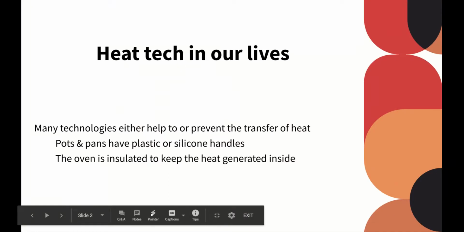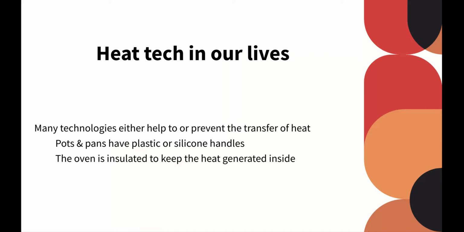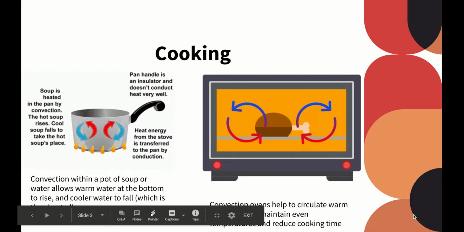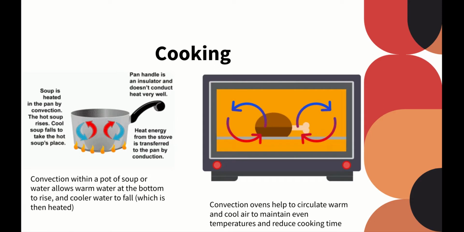Over the years, we have developed many technologies to either help or prevent the transfer of heat. Cooking is one area where heat transfer is very important. Obviously, we want to be able to get the heat into the food that we want to increase the temperature of. So if I'm cooking something on the stove, the materials that I'm using in my pot or my pan are very important. I want the material that I select for the actual pot itself to be a good conductor, something that allows easy transfer of heat from the stove element to whatever I'm cooking.